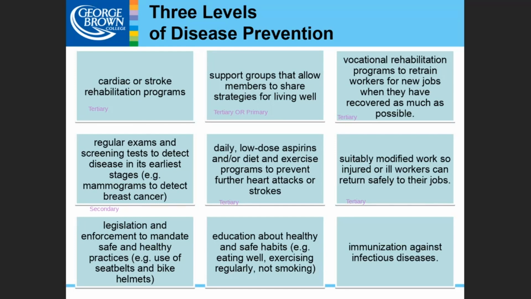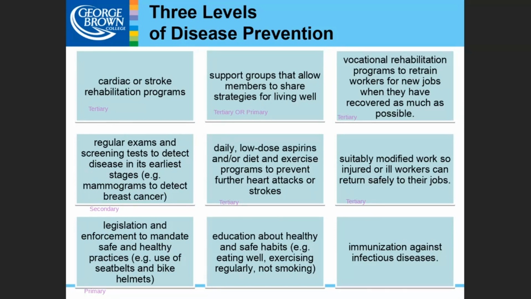Legislation and enforcement to mandate safe and healthy practices, e.g. the use of seatbelts, bike helmets. What would this one be? Yeah, primary. We talked about primary as not only, obviously, immunizations, but also the reduction of risk factors, right? The examples we gave earlier were quitting smoking campaigns and campaigns about being more active. This is a safety campaign. So we're trying to prevent an illness or injury that hasn't occurred yet.